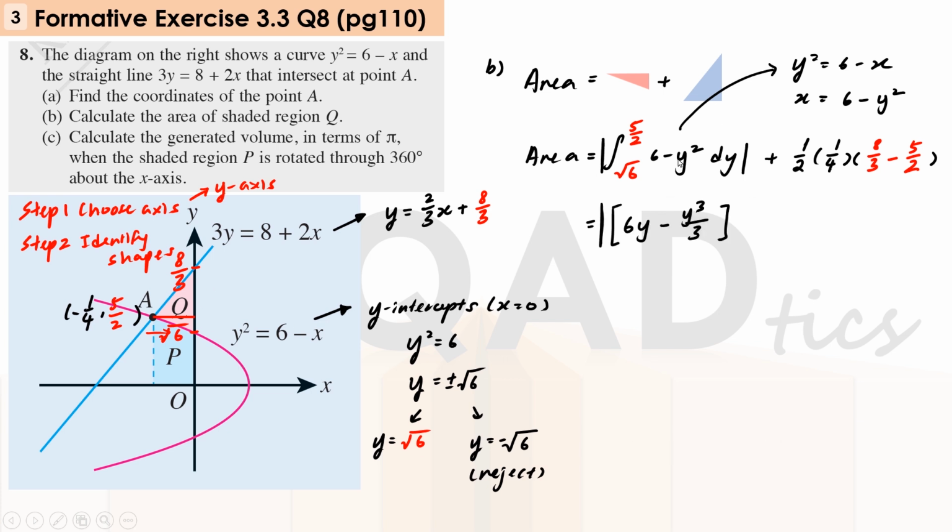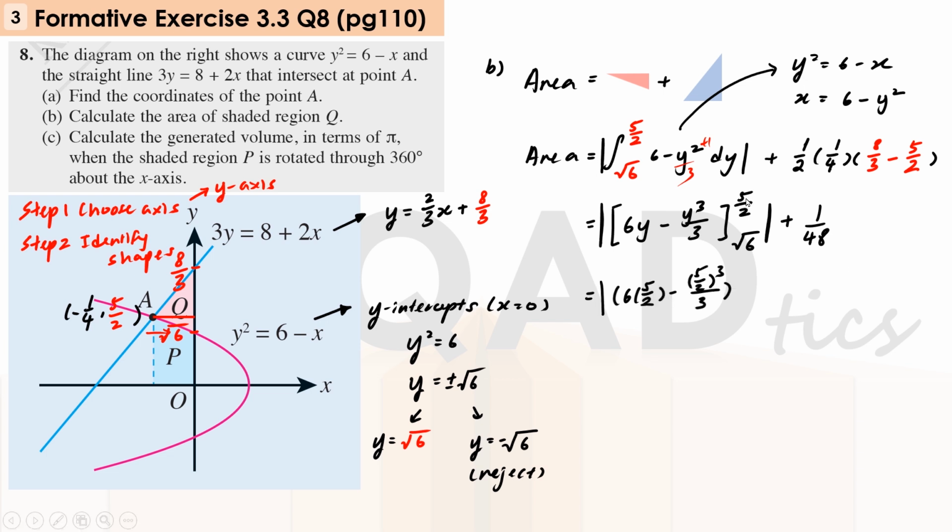Okay, so now let's integrate this part. So 6 here, I need to add a y. This y squared, the power plus 1, then I need to divide by the new power, which is 3. Then I put these two values here. Then this one we can simplify already, which is 1/48. Then later on, I need to substitute these two values and minus those two values together.